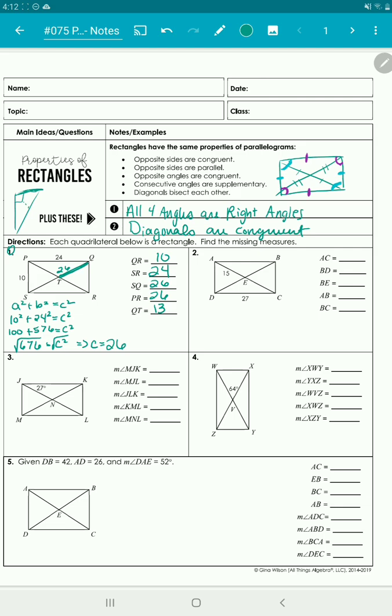Okay? So now I want you to take a second and pause the video and try number 2 on your own. Go ahead and try it. Remember to use the Pythagorean theorem when you need.